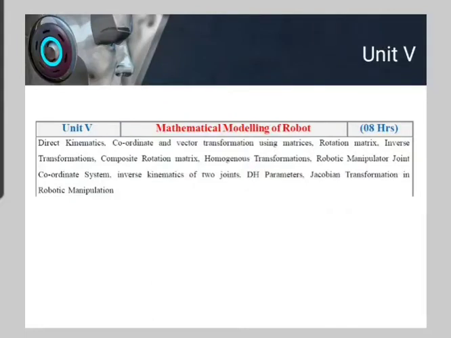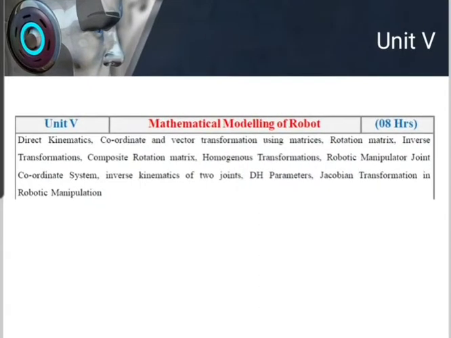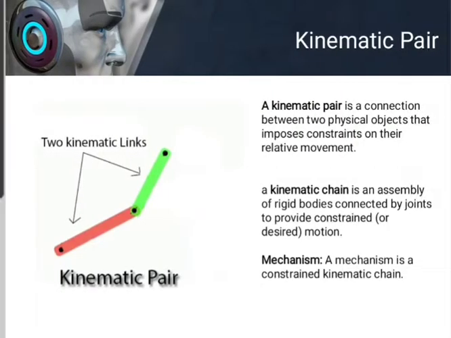The Unit 5 Mathematical Modeling of Robot. So this topic consists of direct kinematics, coordinate and vector transformation using matrix, rotation matrix, inverse transformation, composite rotation matrix, homogeneous transformation, robotic manipulator joint coordinate system, inverse kinematic of two joint, DH parameter, Jacobian transformation in robotic manipulation.